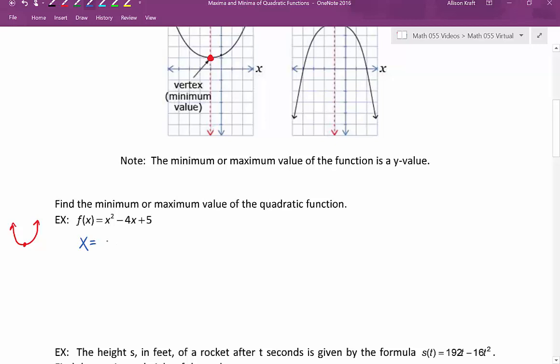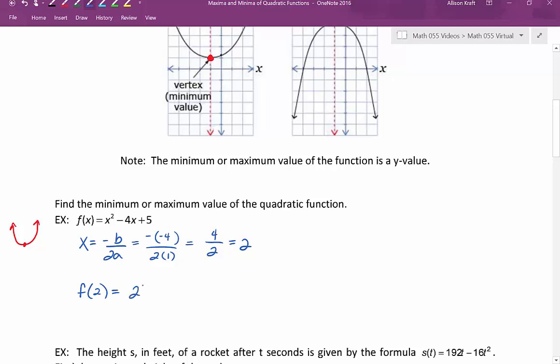The x-coordinate of our vertex is negative b divided by 2a. So that's negative 4 over 2 times 1. It's going to be positive 4 over 2, which is 2. But this isn't the minimum value. To get the minimum value, we need the y-coordinate of the vertex. So let's plug 2 into our function and get our minimum value.